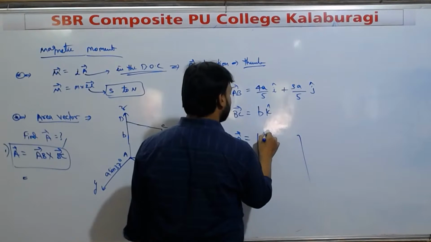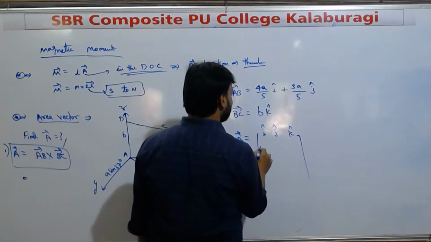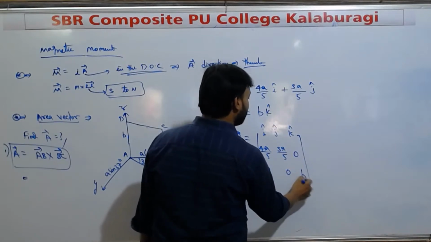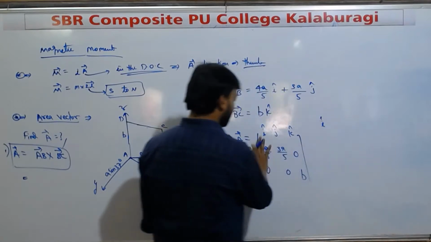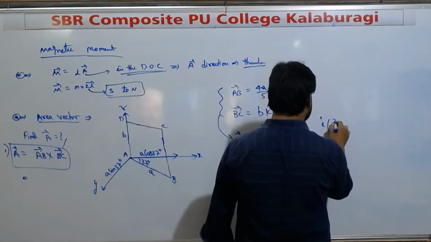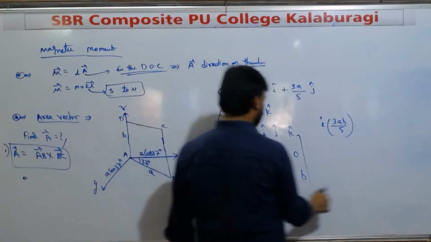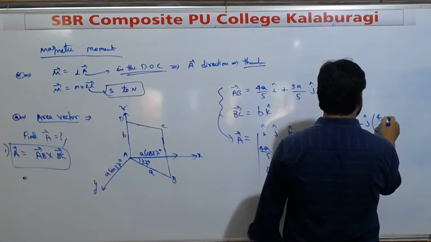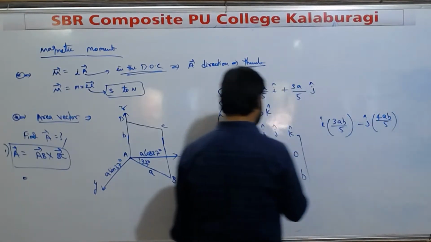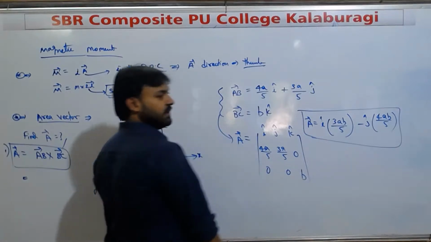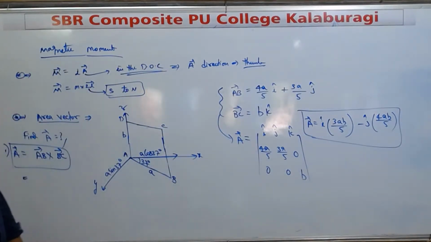So the cross product: I cap, J cap, K cap; 4A by 5, 3A by 5 and 0; and 0, 0, B. So I cap: 3AB by 5, yes or no? 3AB by 5. And next, J cap with a minus sign: 4AB by 5. And K cap is 0. So this will be A bar, along the x-axis and negative y-axis. Okay, it's not in one direction. Always it won't be in one direction.